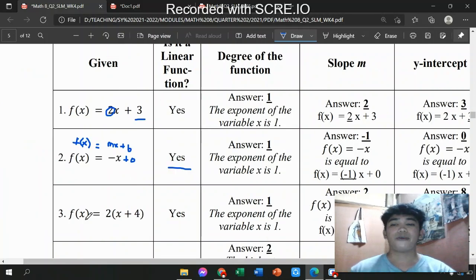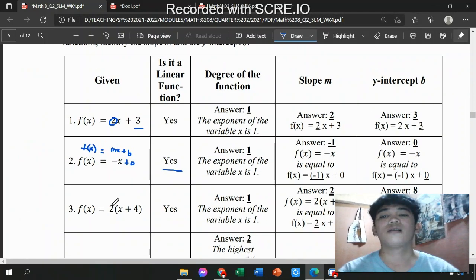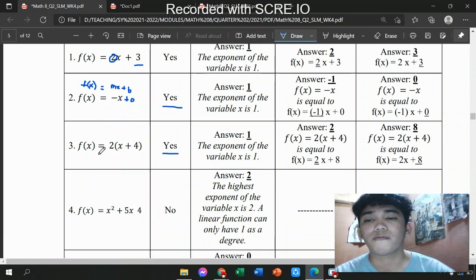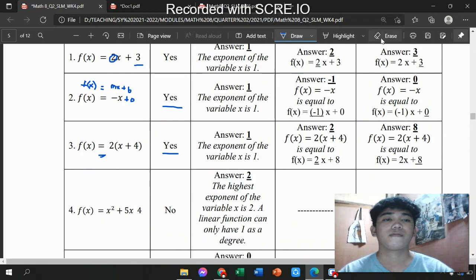Next example, f of x equals 2 times the quantity x plus 4. Is it a linear function? Yes, gihapon, because this equation can be simplified. Di ba pwede nato ni i-solve? Pwede nato ni siya i-simplify.